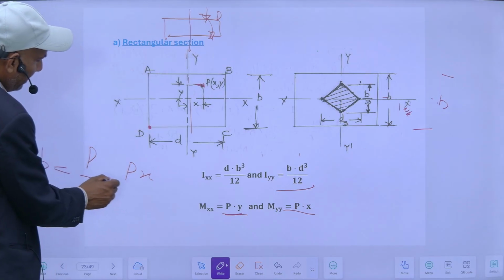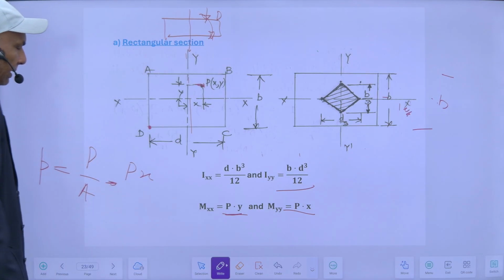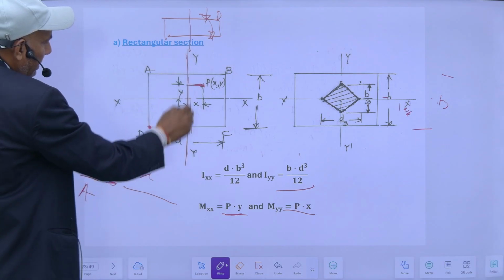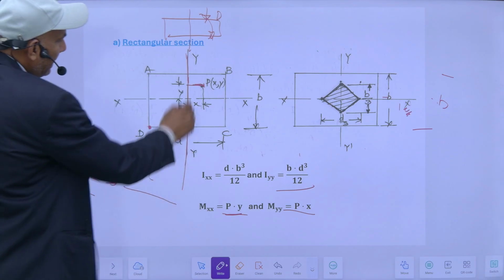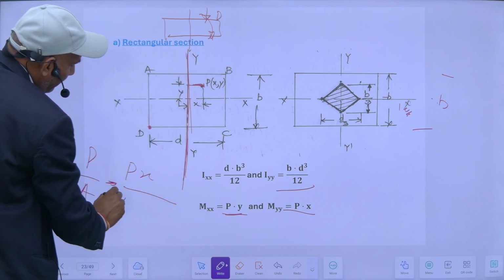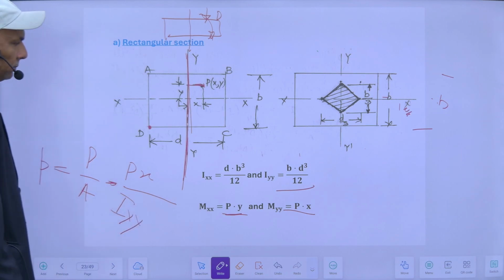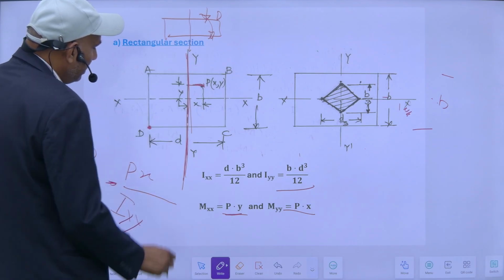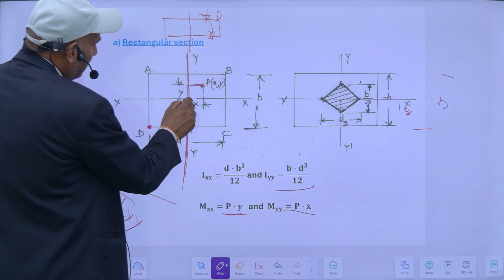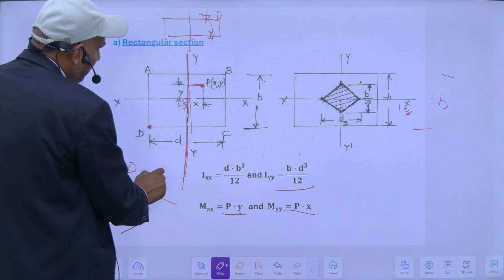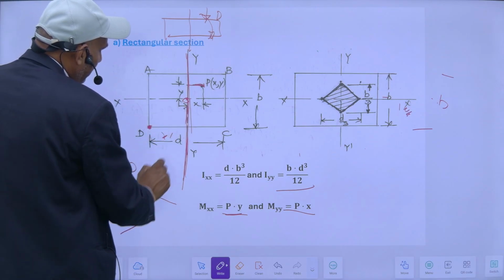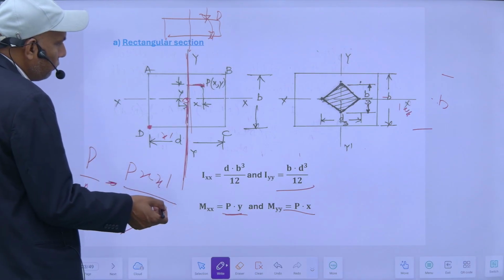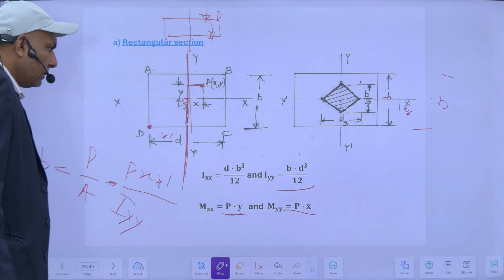So my bending stress will be minus on this face, and the value of M will be P into this x divided by Iyy, into the distance of the point where we want to know the stress. If its distance from the origin is d by 2, or suppose it is x bar, then it will be x bar. So that is its effect because of this.